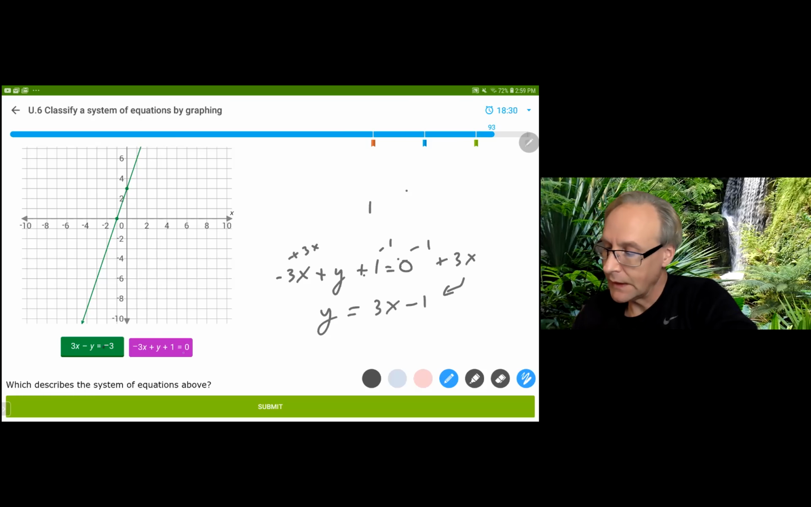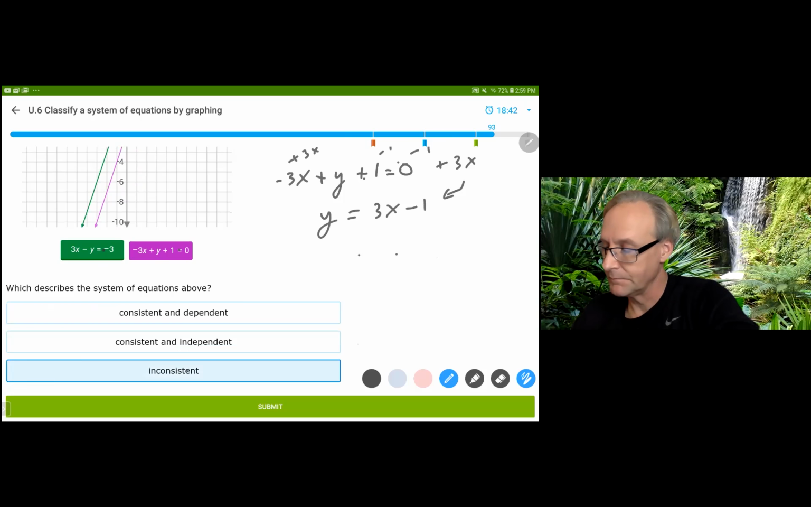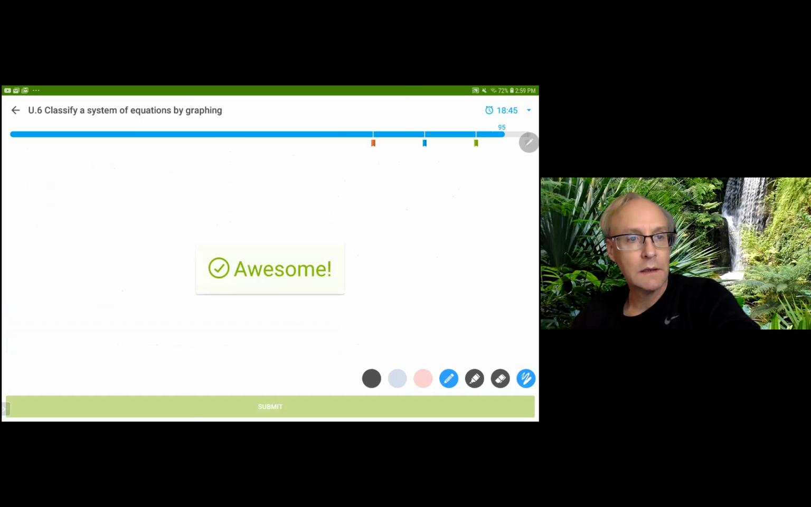3x minus 1, I can graph. It's going to be my purple equation. It's going to go through 0, negative 1. It's going to have a slope of 3. And darned if it doesn't look like they're parallel. They both have a slope of 3, and they are inconsistent. And we got a couple more.